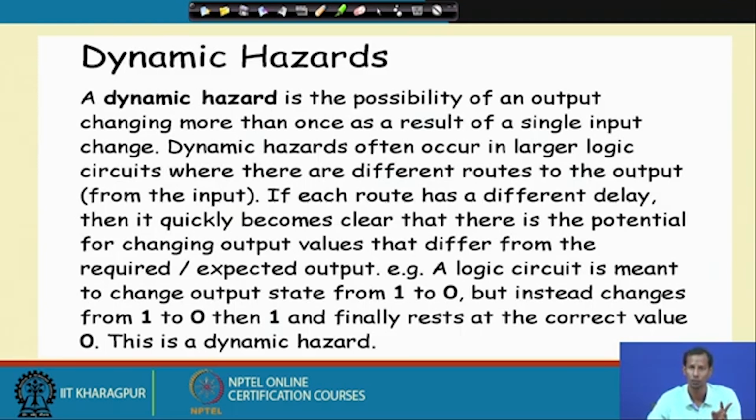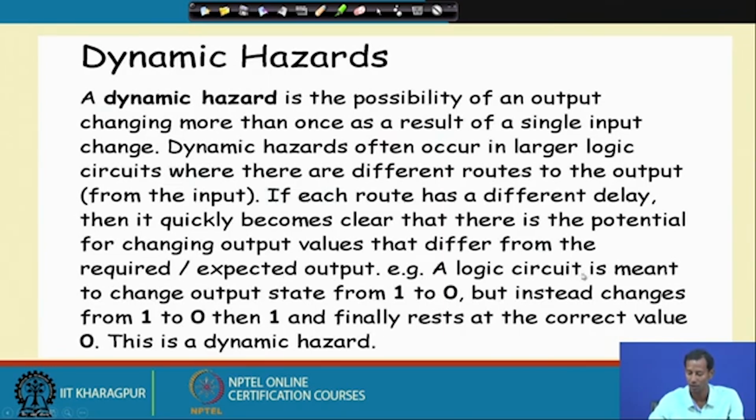So, in static hazard we can have two hazards, one is static 1 and another one is static 0. Then dynamic hazard, what is dynamic hazard? Dynamic hazard is the possibility of an output changing more than once as a result of a single input change. Dynamic hazards often occur in larger circuits where there are different routes to the outputs. If each route has a different delay, then it quickly becomes clear that there is the potential for changing output values that differ from the required or expected output.